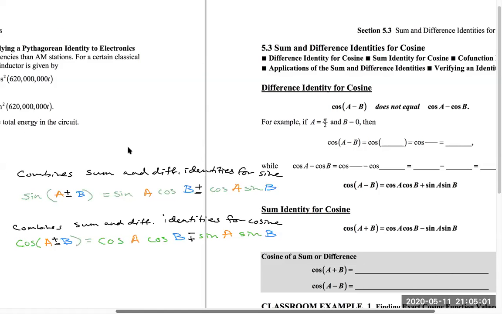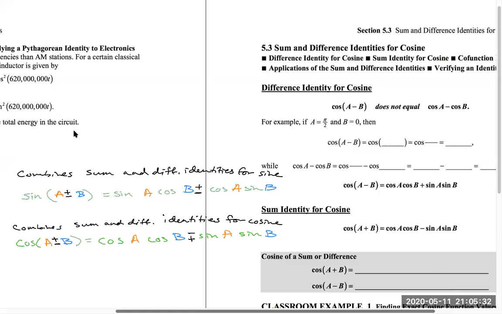The song pretty much tells you the order, if you have the sine, sum and difference identities, and then the cosine, sum and difference identities, what your form should be. Okay, so here we go. Sine, cosine, cosine, sine, cosine, cosine, sine, sine. One more time. Sine, cosine, cosine, sine, cosine, cosine, sine, sine.